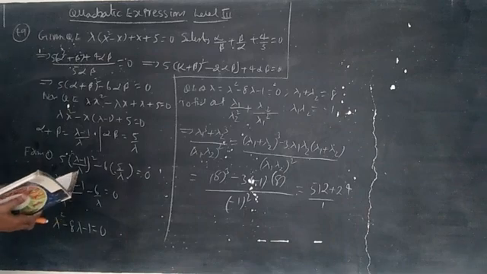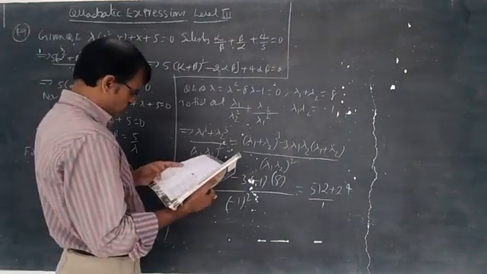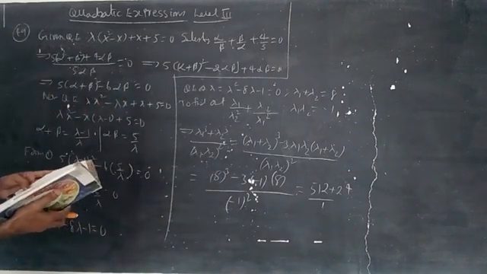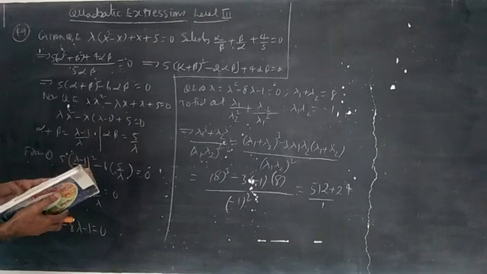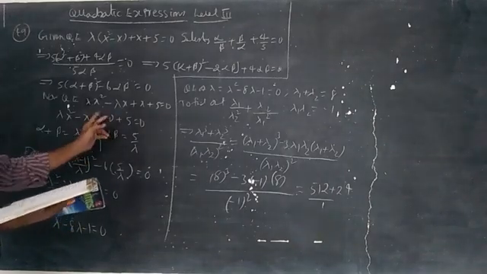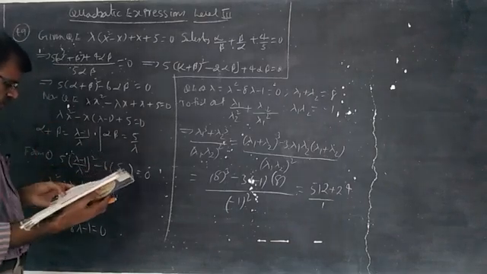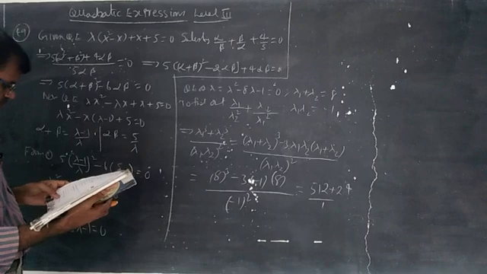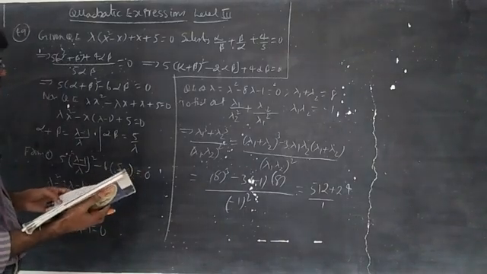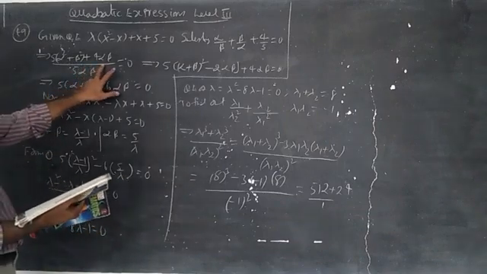From 1, here minus 10 plus 4, lambda x square plus x into 1 minus lambda. The equation is given as plus x into 1 minus lambda plus 5. Until here you are right. 5 alpha square plus 5 beta square plus 4 alpha beta is equal to 0.